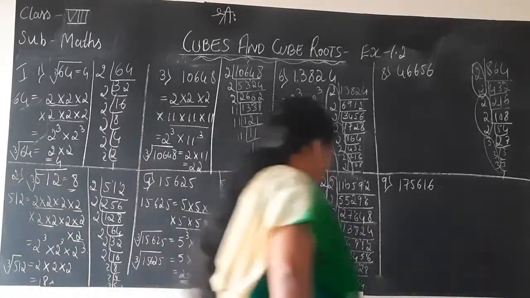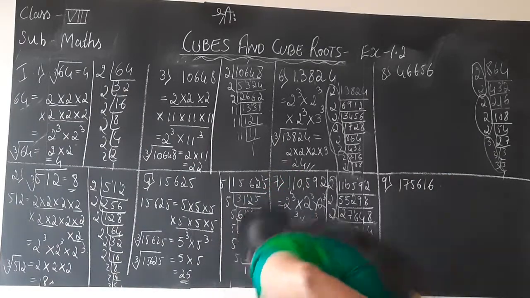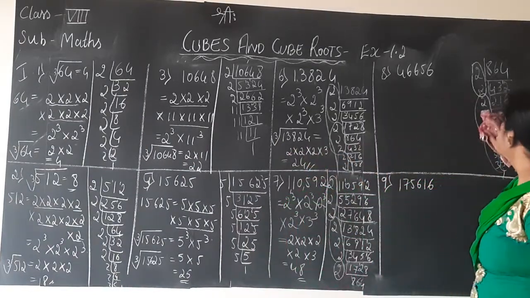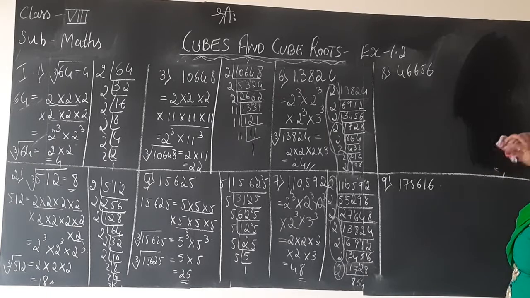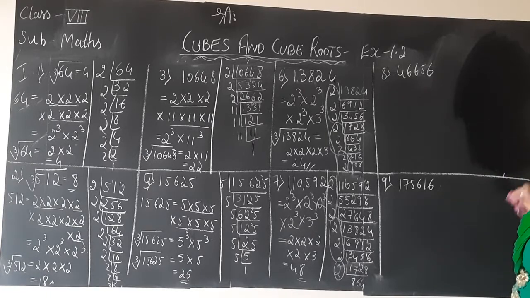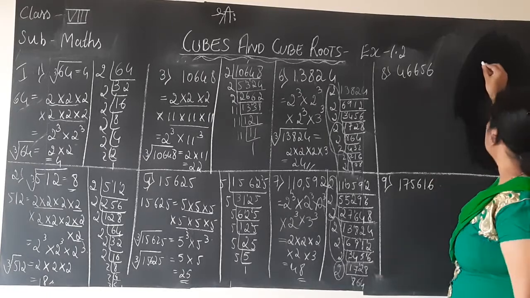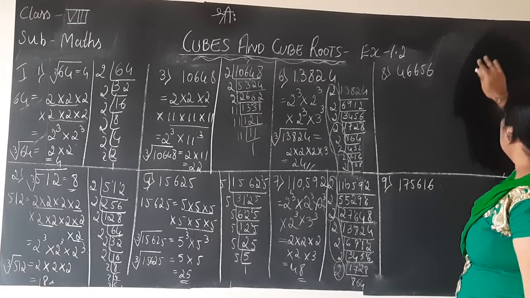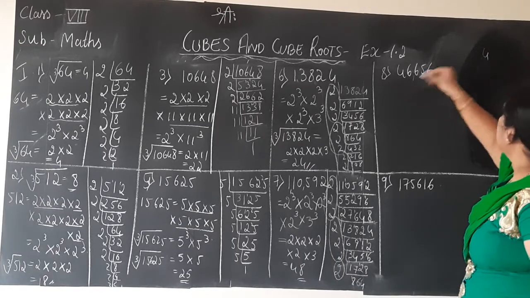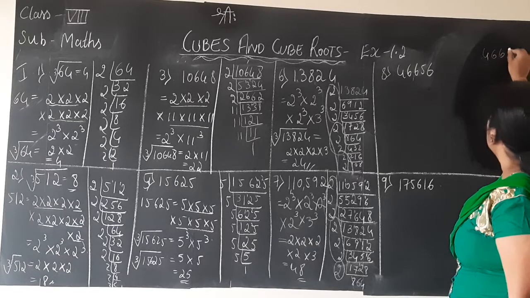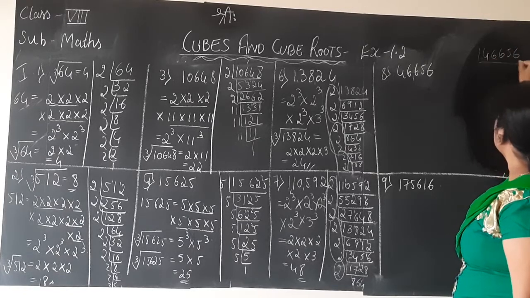So nice. This is how you should solve, children. Next, the last 2 problems I will be solving for you. The 10th one I think you can do. It is very easy. I have solved almost all the problems for you children. Now again, for 46,656 we have to find the cube root.